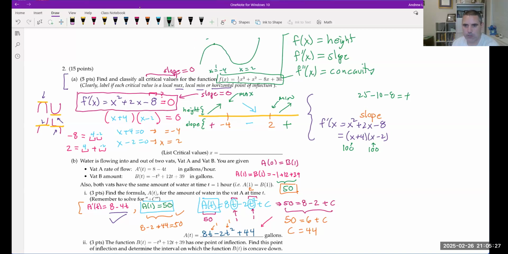Yeah, so we would say the critical values are -4, and we would say it's a max, and 2, and we would say it's a min. It's a maximum if it switches from increasing to decreasing at that point. So this is a max. It changes from uphill to downhill. And that's the point of figuring out these positives and negatives, because they tell us if it's going uphill or downhill. And the minimum is a place where it changes from downhill to uphill.